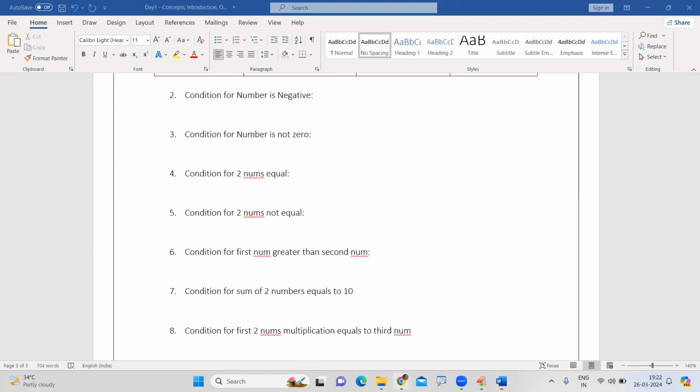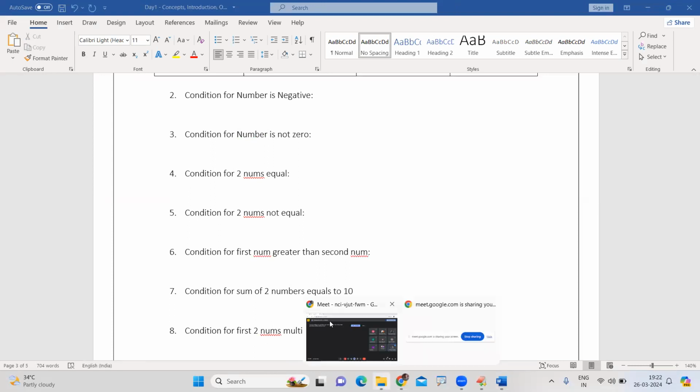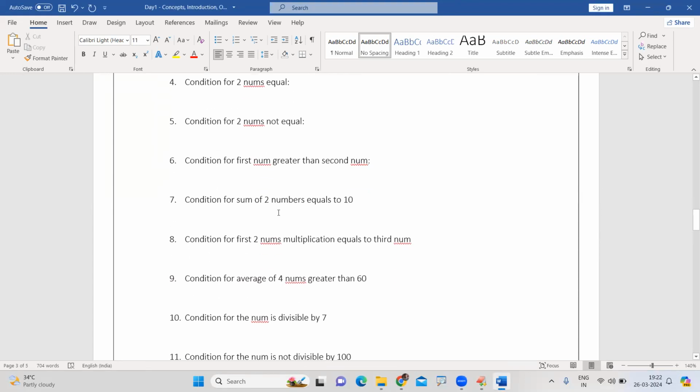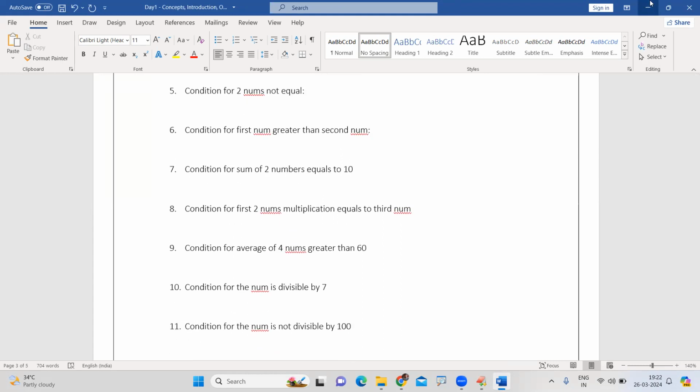Condition for two numbers equal, like this. All you need to define. Let me explain a few. Condition for two numbers not equal. Just two numbers means you can say A and B: A not equal to B. Or you can say X not equal to Y. You can say N1 is not equal to N2. All these things.